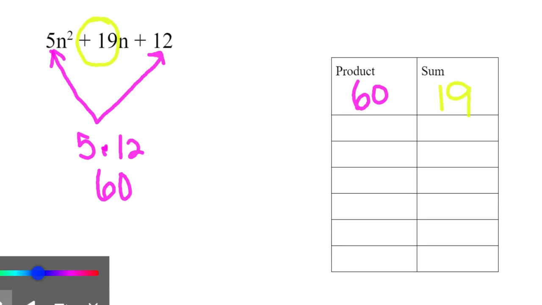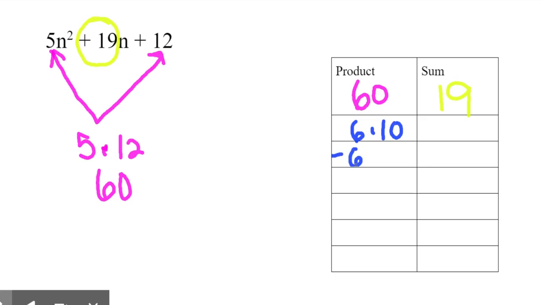So let's think about products of 60. Once you find the right pair of numbers, you can stop. You don't have to find them all. The first thing that comes into my head is 6 times 10, and notice that we would also have negative 6 times negative 10. Those two pairs would give me a product of positive 60. Now, if I added those together, I would get 16 and negative 16. So that doesn't give it to me.